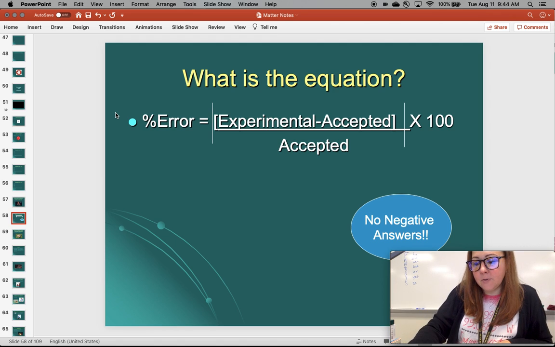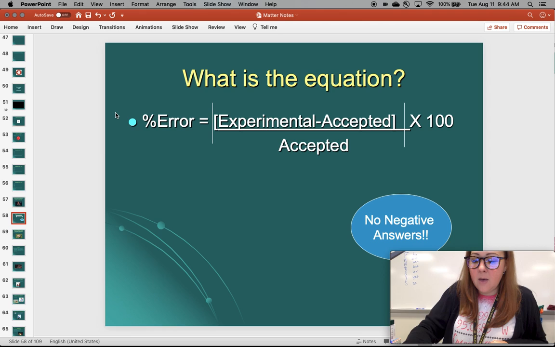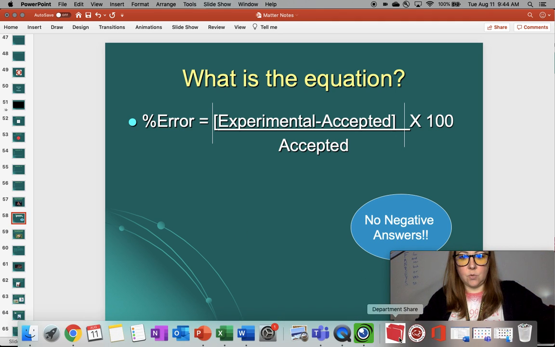You're going to do that first, and then you're going to divide that by your accepted value. That is an absolute value, so you're going to get your answer there.